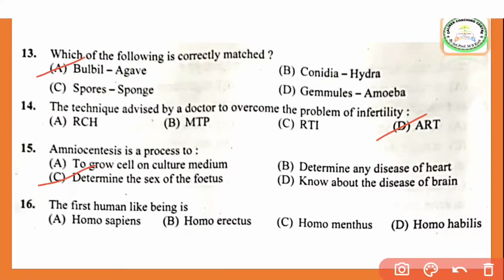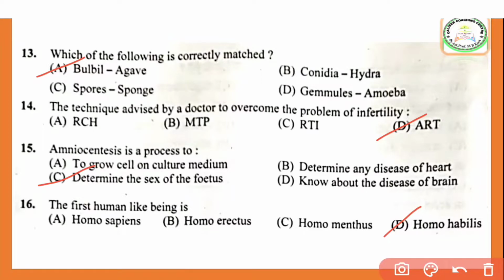Talking about question number 16, the first human-like being is Homo sapien, Homo erectus, Homo mantis, Homo habilis. And the answer for this question is option D, Homo habilis.